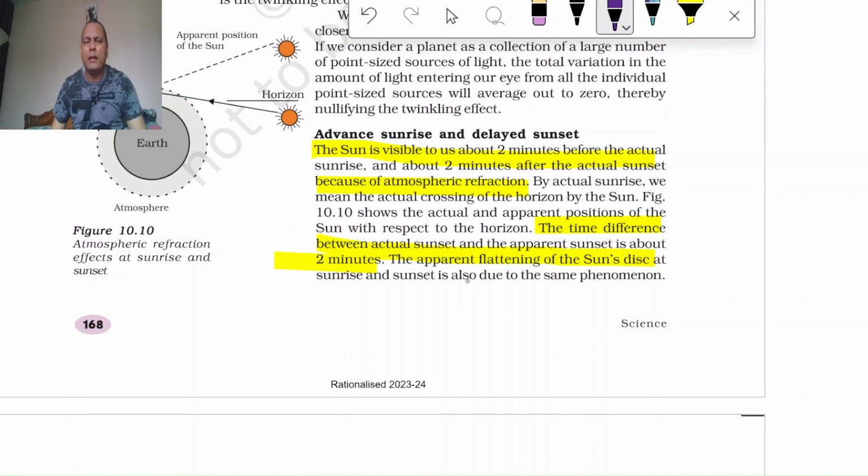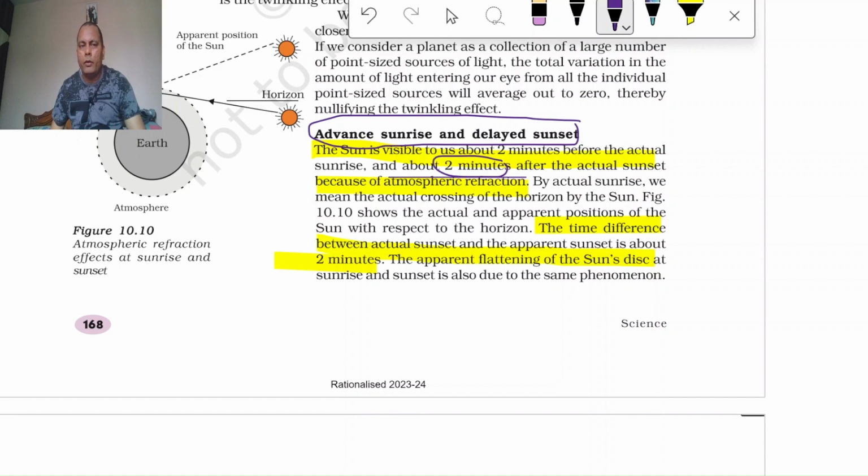In the same way, the advance sunrise and the delay in sunset is also one of these phenomena. The sun is visible to us about 2 minutes before the actual sunrise, and about 2 minutes after the actual sunset. The sun is visible 2 minutes after the actual sunset because of atmospheric refraction. By actual sunrise we mean the actual crossing of the horizon by the sun.